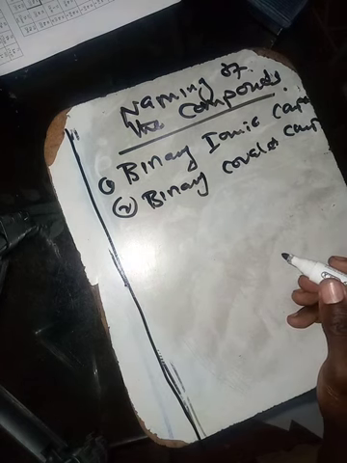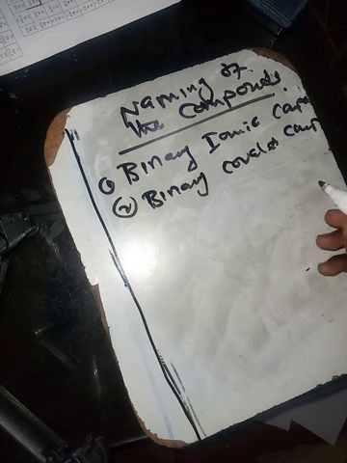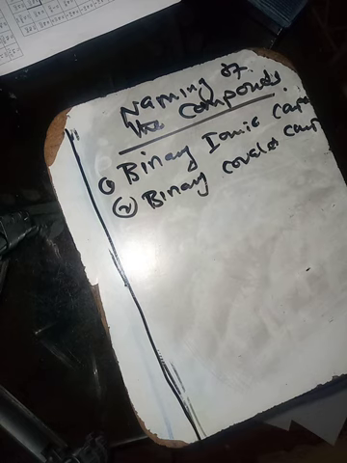What was I saying? Hope I wasn't saying binary. Binary, which is binary. All right. So binary ionic compound, then binary covalent compound. So first, let me focus on these two.